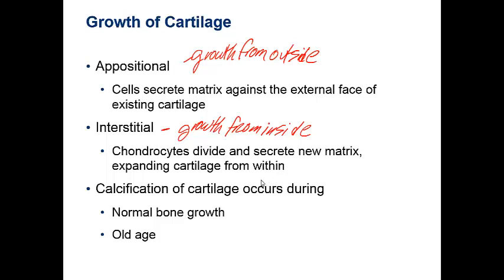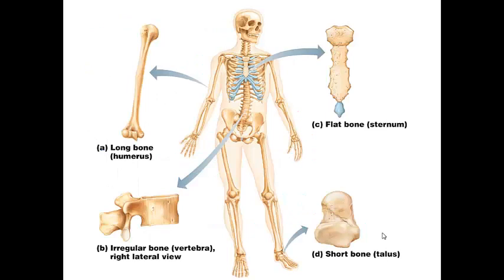As we get older, it's possible that calcification of cartilage does occur. This occurs during normal bone growth and old age. But one important thing for you to understand is that calcified cartilage, when the cartilage itself calcifies, is not the same thing as bone tissue. Remember that these are two separate types of connective tissue that you learned about in Chapter 4. Now, when we classify the different types of bones, there are many, many bones in our body. There are 206 total bones, 80 of which, remember, are axial, and the other 126 are appendicular.